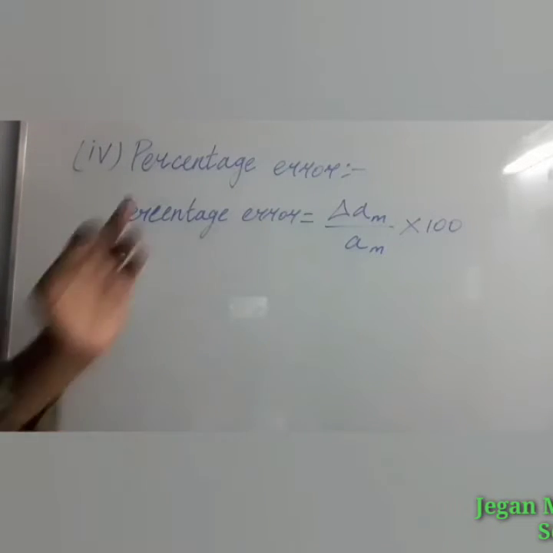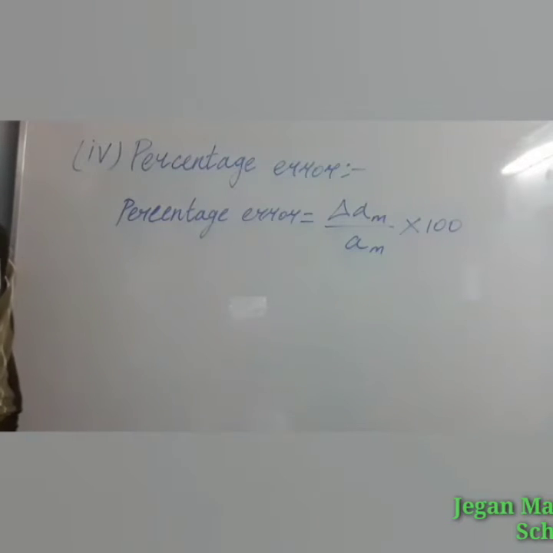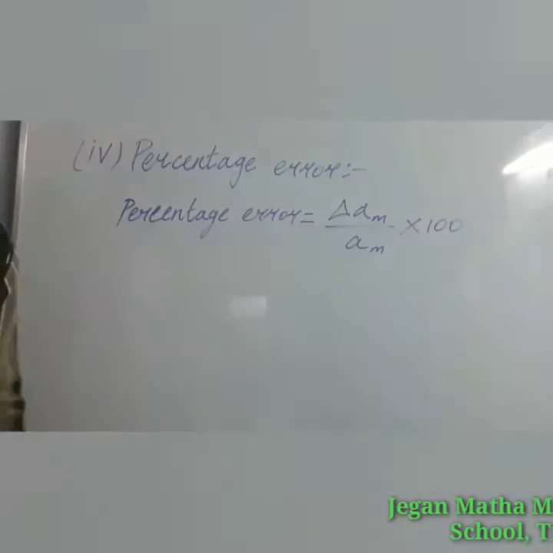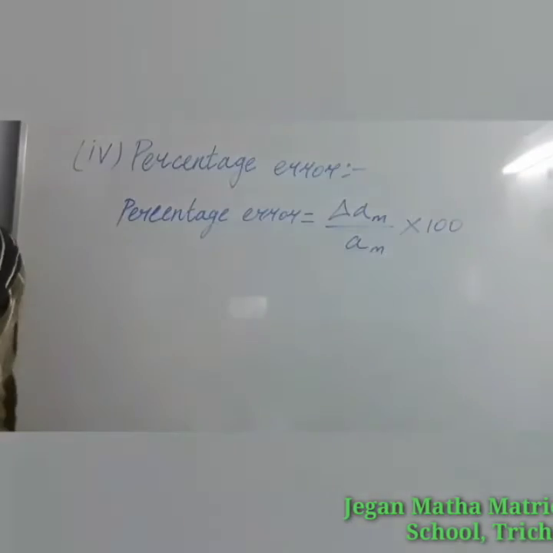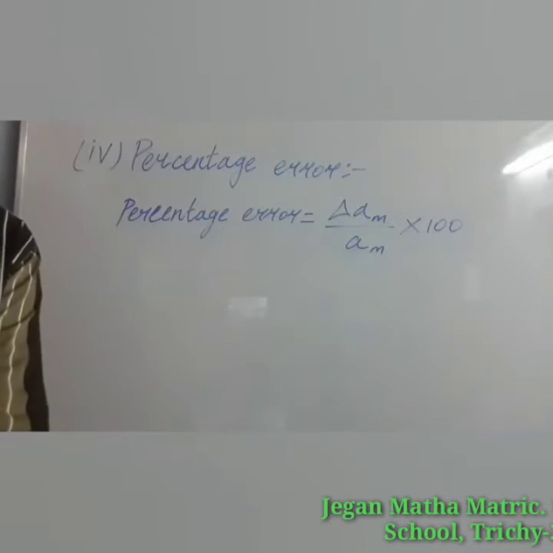Let us discuss the percentage error. The relative error expressed as a percentage is called percentage error. So percentage error can be calculated by multiplying 100 with the relative error. It is the expression for the relative error.